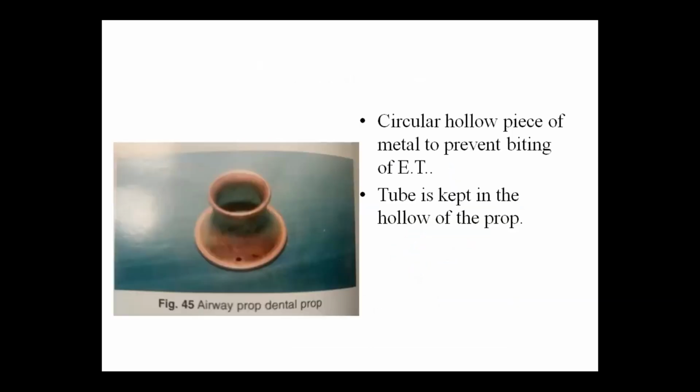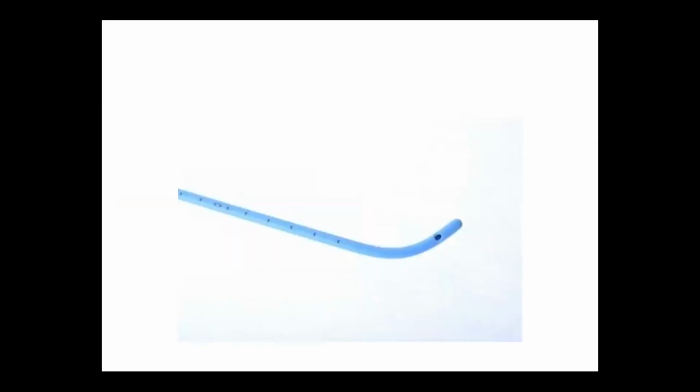Next, I picked it up because it was in my institute. I have seen this personally. It is also called an airway prop, also called a London dental prop. It's basically a circular hollow piece of metal to prevent biting of teeth. It's a kind of bite block, and the tube is inserted in the hollow of the prop. One of my very favorite instruments, so I picked it up. You cannot miss identifying this.